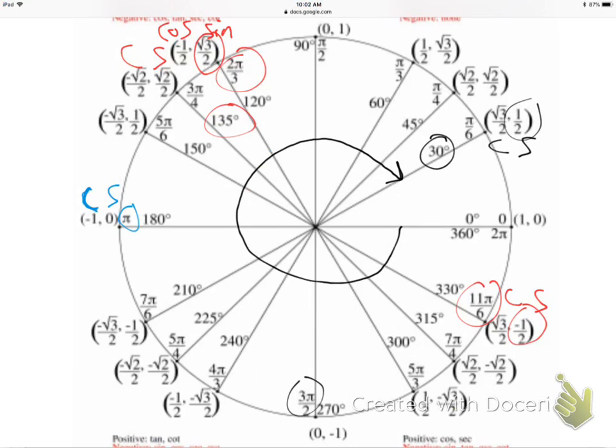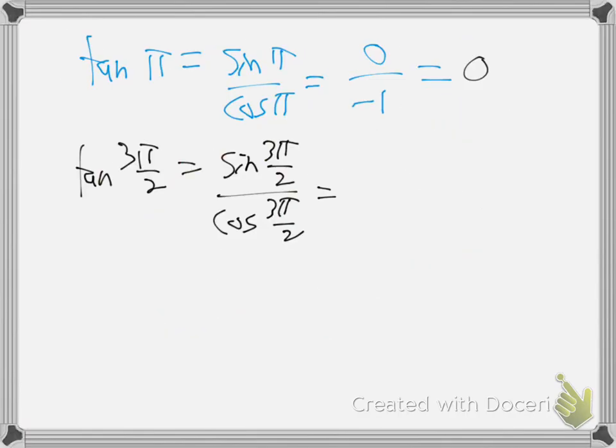Write those in, cosine, sine. Cosine is 0, sine is negative 1, right? Now, what does that equal? Undefined. Yeah, when you have 0 on the bottom, remember, 0 goes into anything infinite times. So that's actually undefined. You've got to be clear on that. 0 on the top is 0, 0 on the bottom is undefined. Good on that?